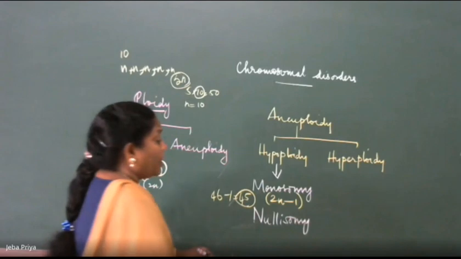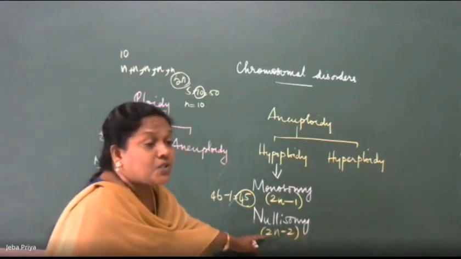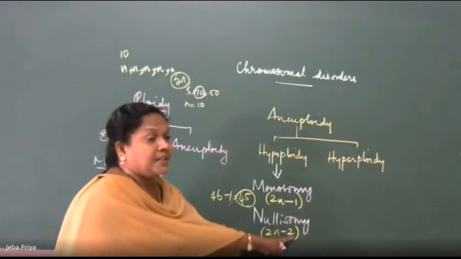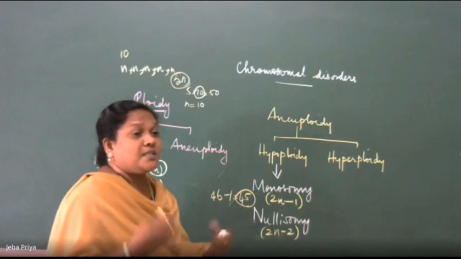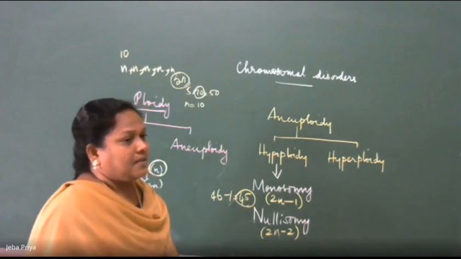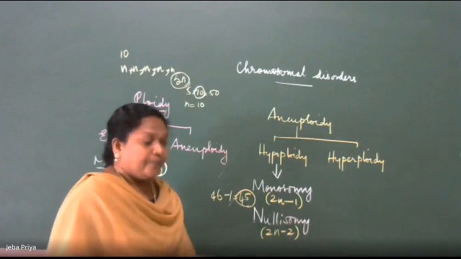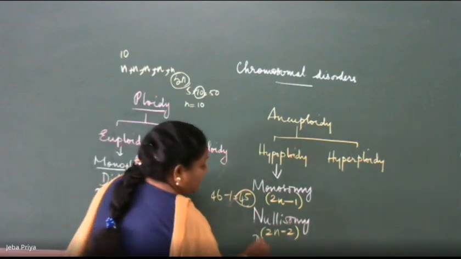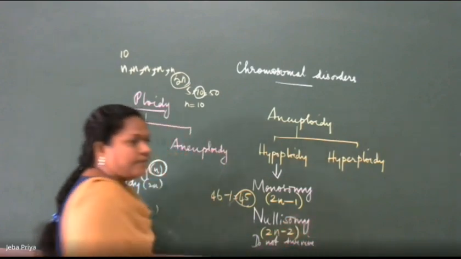Next, nullisomy. What is nullisomy? 2n minus 2. If it is 46 minus 2, it will become 44. So remember, 2 minus 2 is 0, a null set, an empty set. Remember the term nullisomy: 2n minus 2. In this case, the individual will not survive. Can you understand?